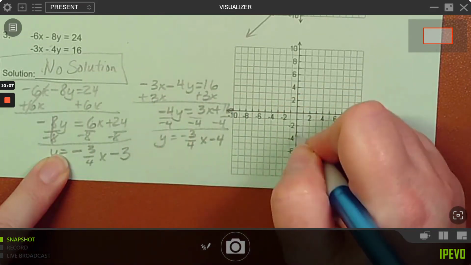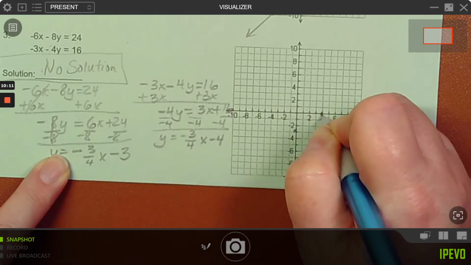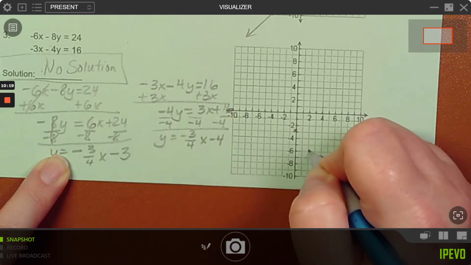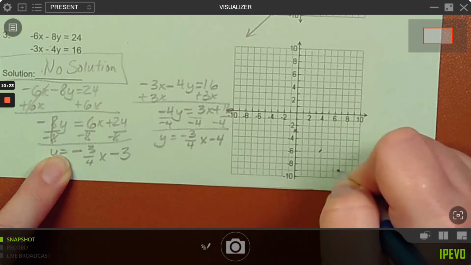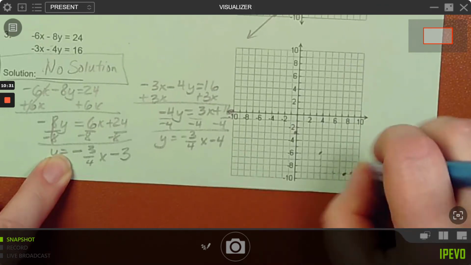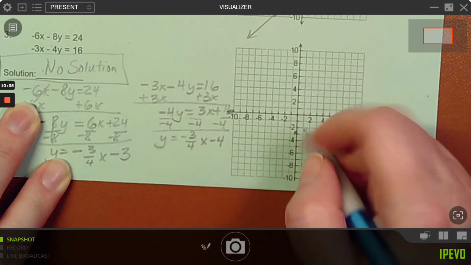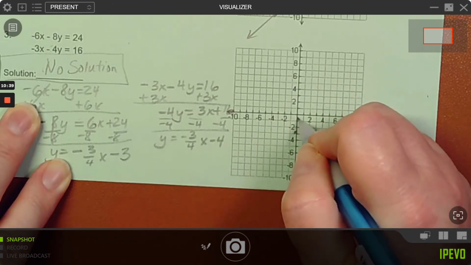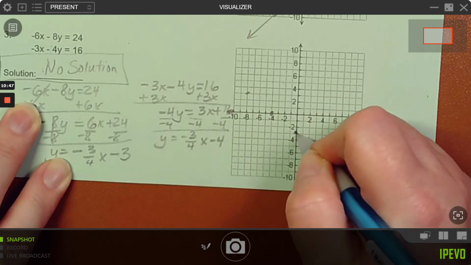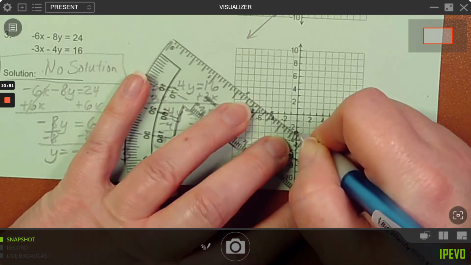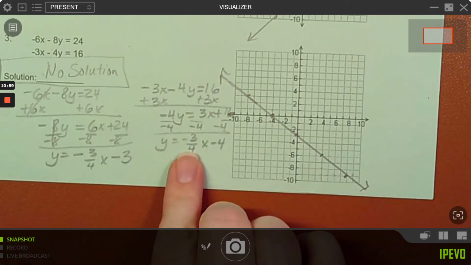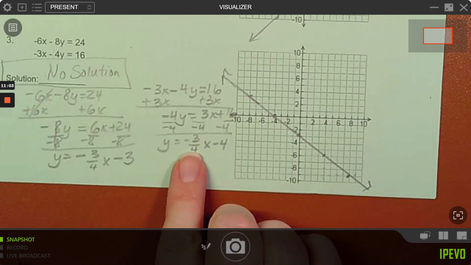So y equals negative 3/4 x minus 3. Oh, it's negative slope, so down 3, right 4. I'm just going to check that one. And I can go up 3, right 4. Excuse me, up 3, left 4. All right, and then our next equation was y equals negative 3/4 x minus 4. So really close together.